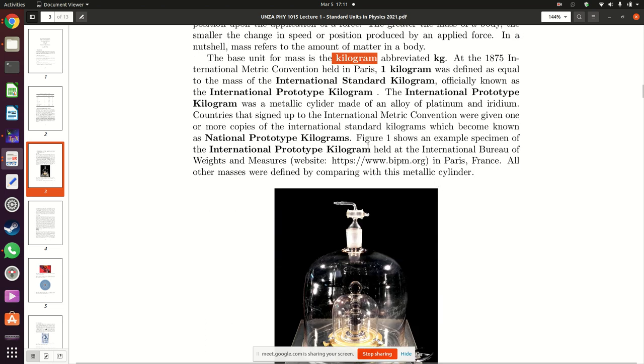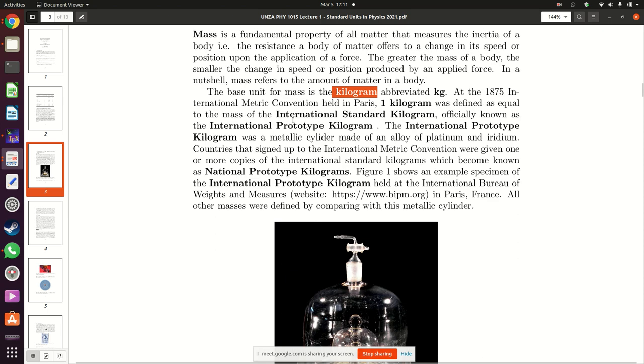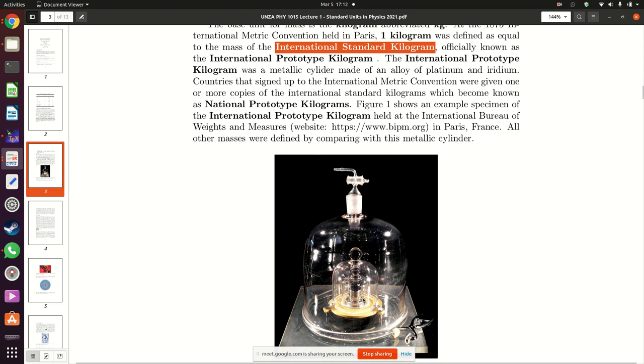And this kg used to be defined in terms of an object called the International Standard Kilogram, or officially the International Prototype kg. So mass used to be defined in terms of an object or an artifact. However, these days, the definition of units like mass is no longer in terms of an object. We have shifted away from defining kgs in terms of objects, and now the definition is in terms of physical constants of physics which do not change.